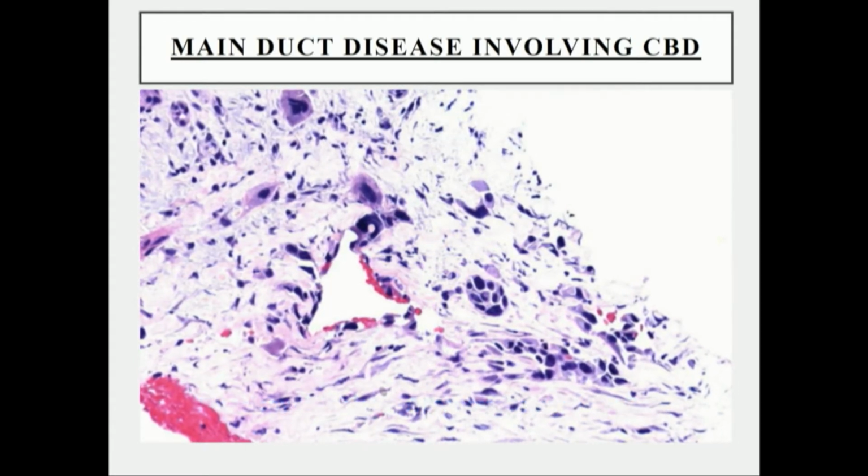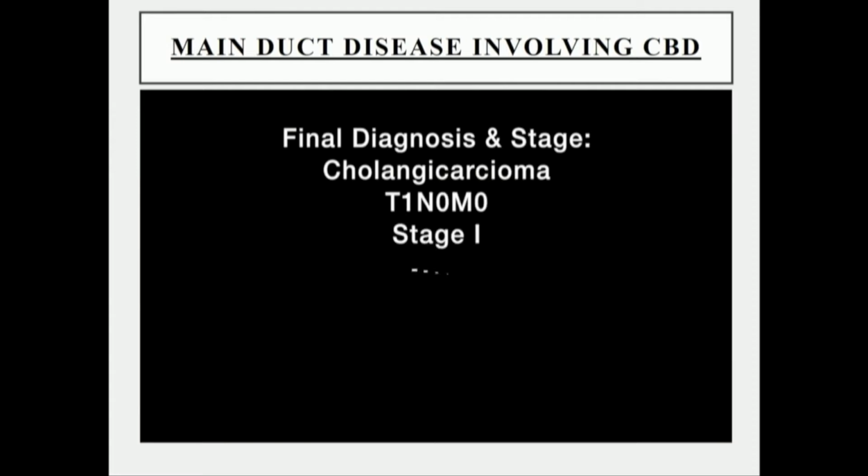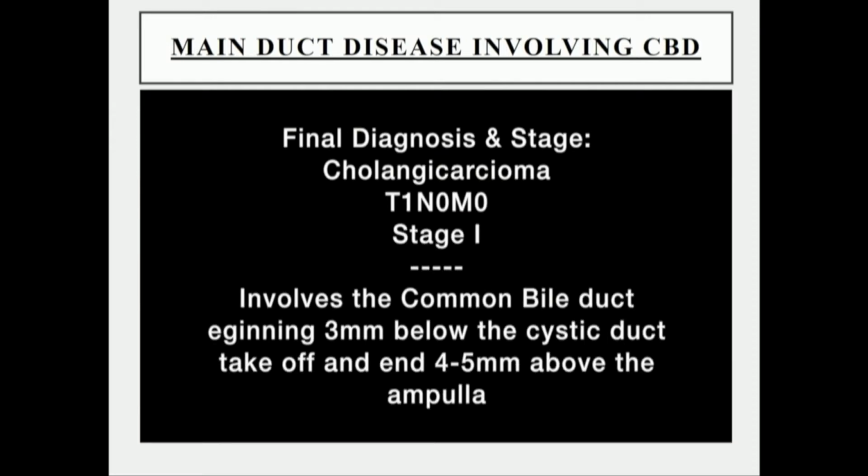It's been stained by our pathologist and reviewed at our tumor board. And so the final diagnosis and stage is cholangiocarcinoma. It was a T1N0 M0 stage 1 involving the common bile duct, and it goes 3 millimeters below the cystic duct takeoff and 4 to 5 millimeters above the ampulla.